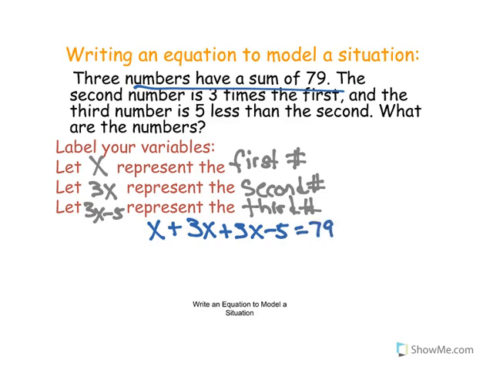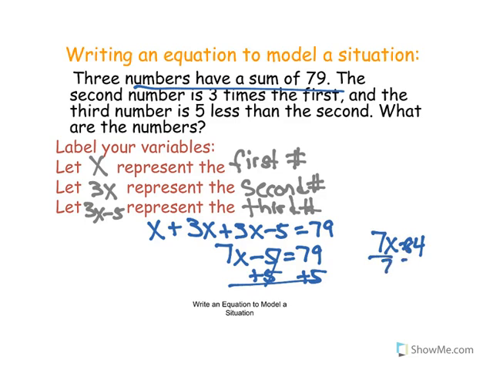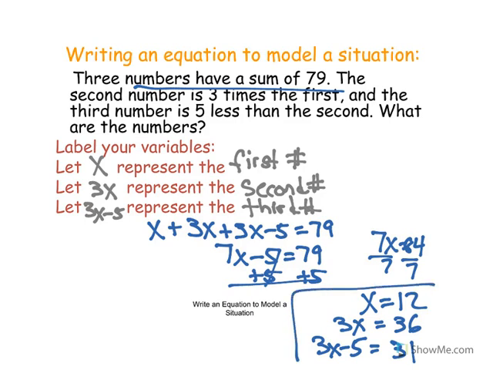So x plus 3x plus 3x is 7x minus 5. Right, so that gives me 7x equals 84. So that gives me x is 12. And if x is 12, what's 3x? It's 3 times 12, which is 36. What's 3x minus 5? Well, I just proved that 3x was 36, so 36 minus 5 is 31.